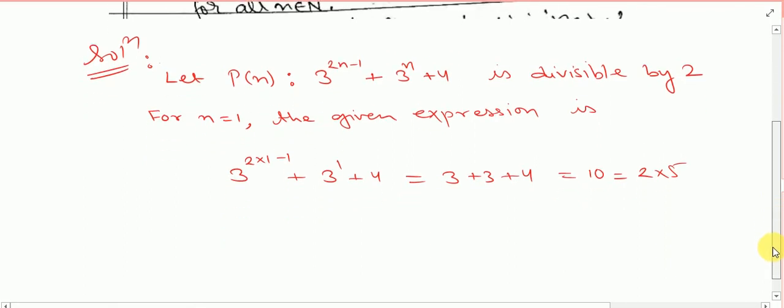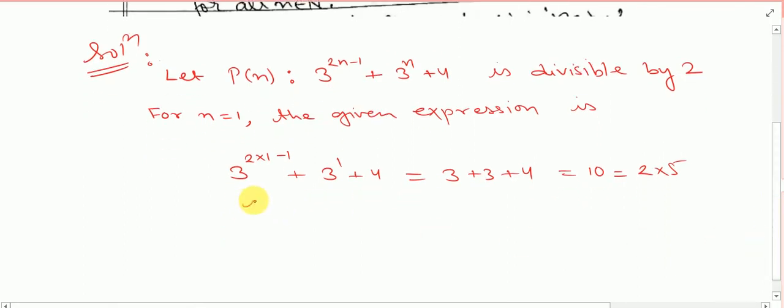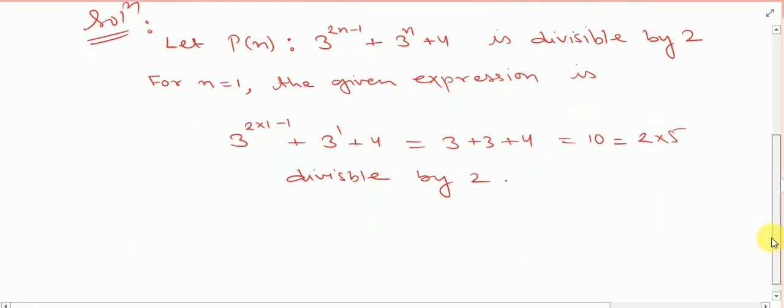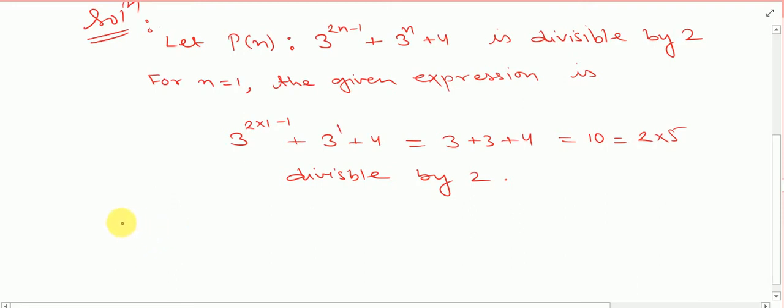Simply divisible by 2, because here we have already used the expression is divisible by 2. Okay, done. Now therefore P1 is true.